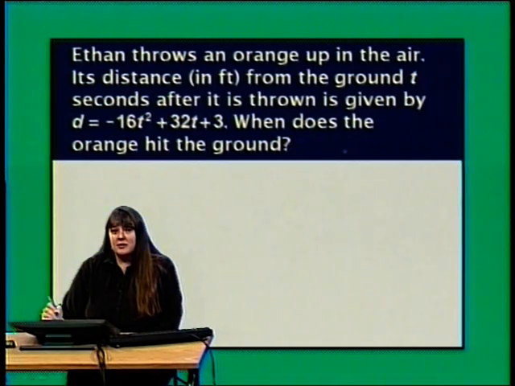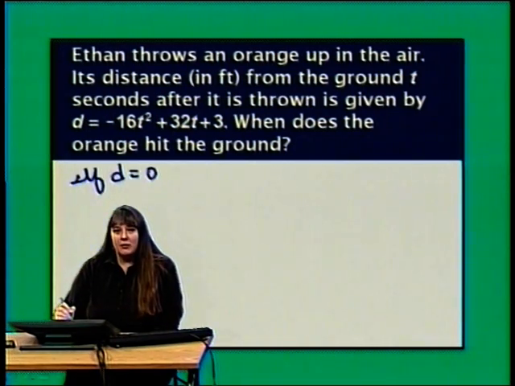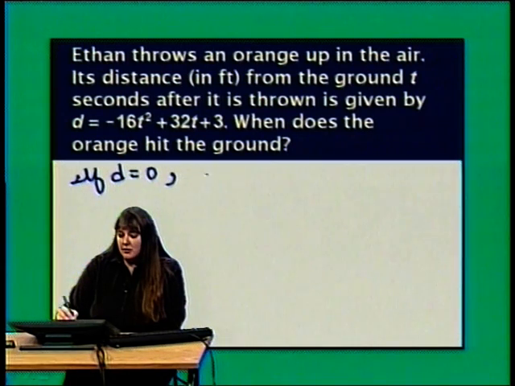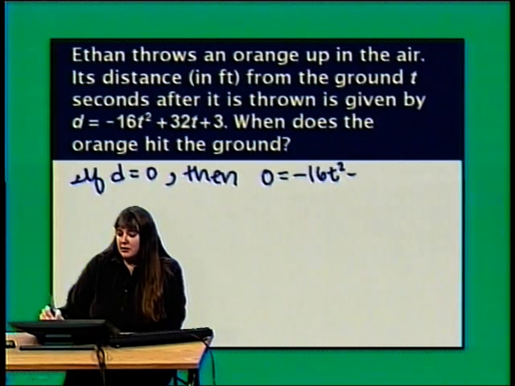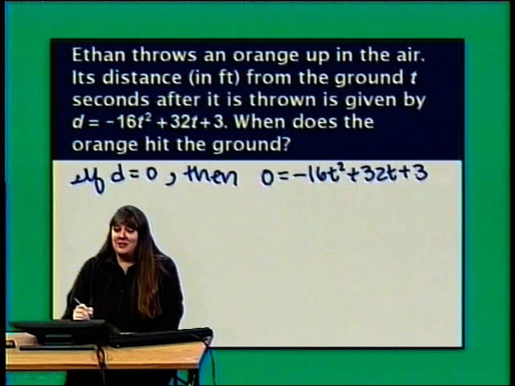Well, thinking about this Ethan problem again, when is the orange going to hit the ground? Well, d in this problem is defined to be the distance from the ground. We're looking for when does the orange hit the ground, so when does the orange have a distance of 0 from the ground? So we're thinking about d equaling 0. So if d is 0, then we have 0 equals negative 16t squared plus 32t plus 3.